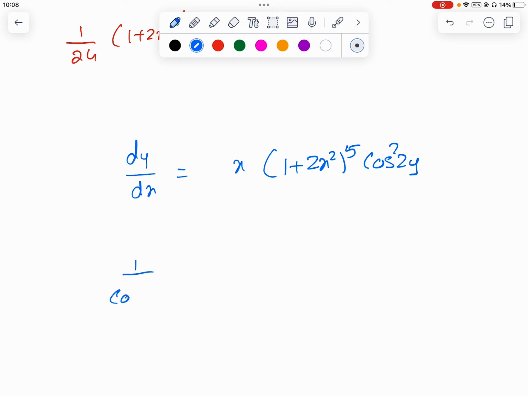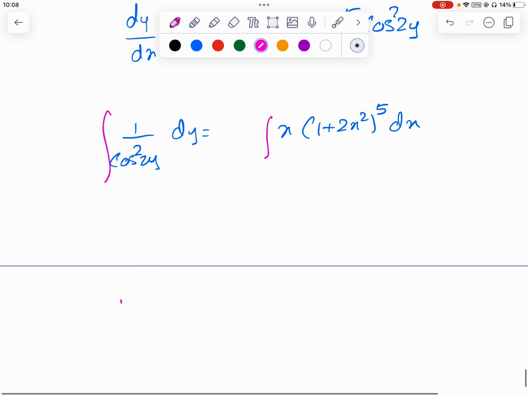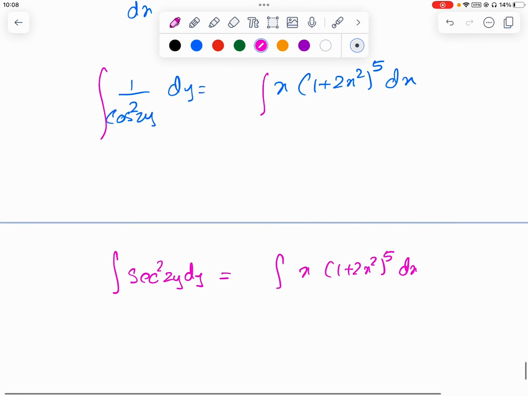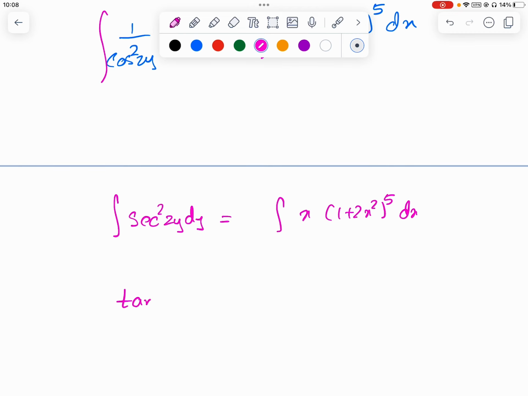So 1 upon cos square 2y dy equals x times 1 plus 2x square whole to the power of 5 dx. Then apply integral on both sides. Secant square 2y dy equals integral of x times 1 plus 2x square whole to the power of 5 dx. Now this is from part 1. Secant square 2y integral is tan 2y upon 2 equals 1 upon 24 times 1 plus 2x square whole to the power of 6 plus c.